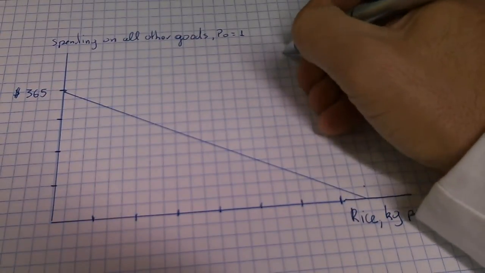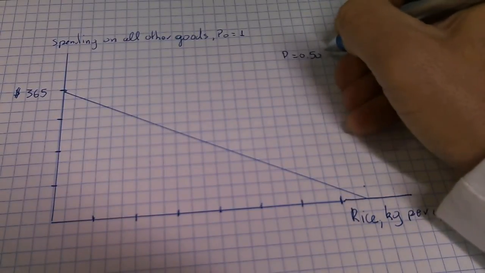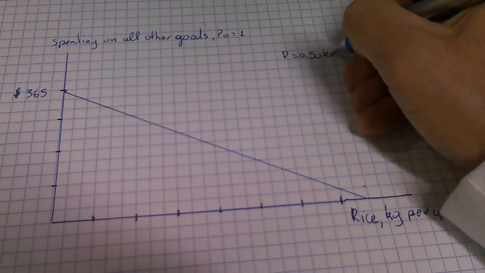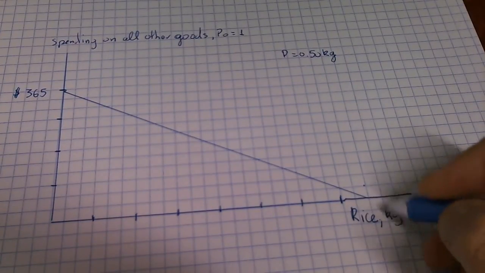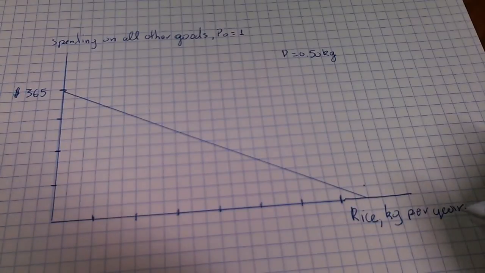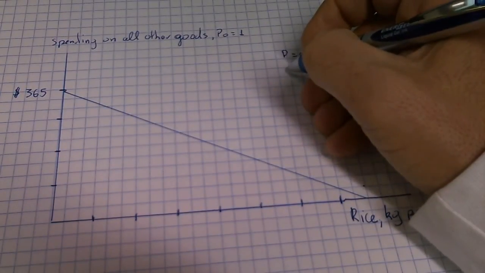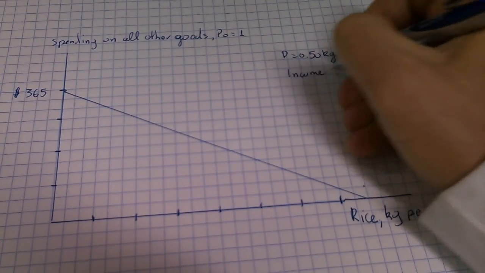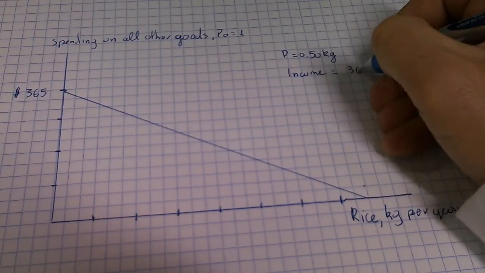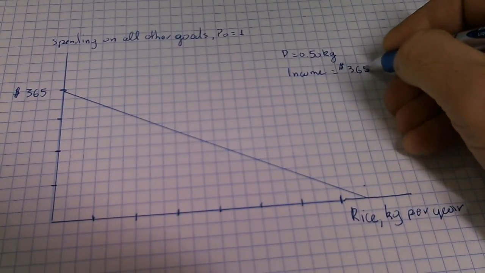Rice has a price. We'll set the price equal to 50 cents a kilogram. And he consumes rice in terms of how many kilograms he buys per year. And we'll assume that the consumer lives off $1 a day, so his income is $365 a year, which is a person that is living in extreme poverty, and he likes rice.